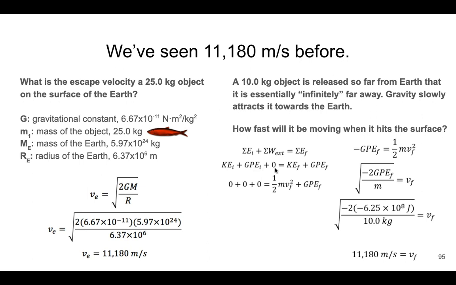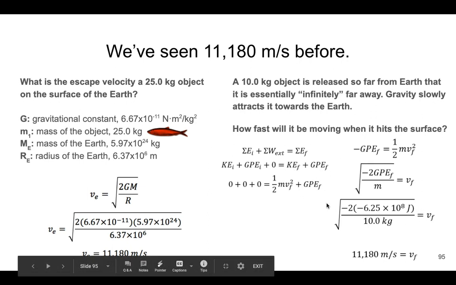There was no external work. And at the end, it had kinetic energy because it was moving, and it had GPE because now it was close to the Earth. And basically, you'll end up plugging in the same numbers. It looks a little different because we figured out the GPE in the previous part to this problem. But yeah, you get the same number. So nice little symmetry going on here.